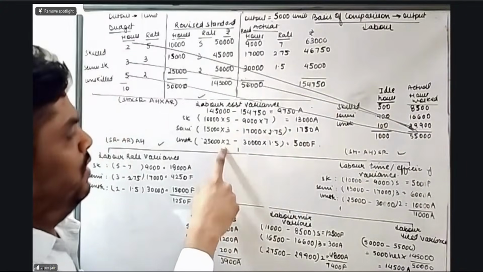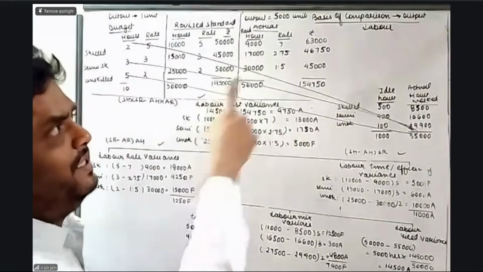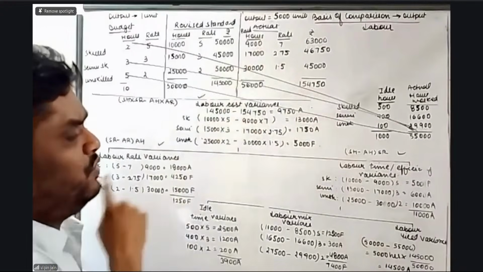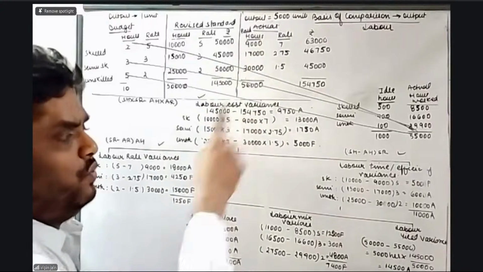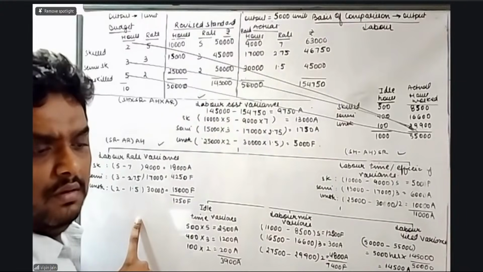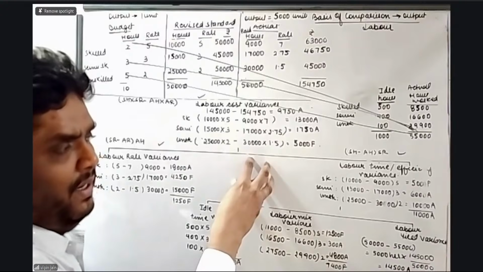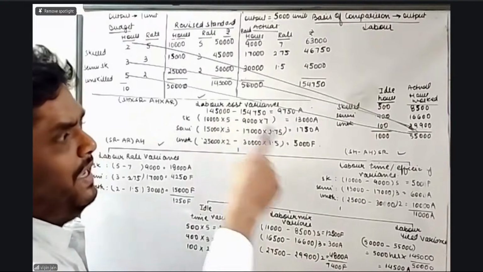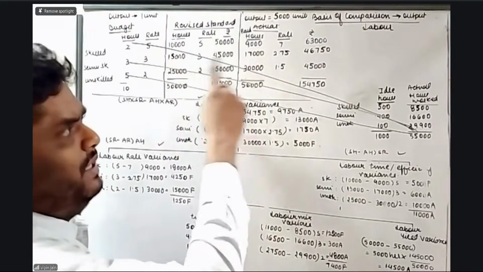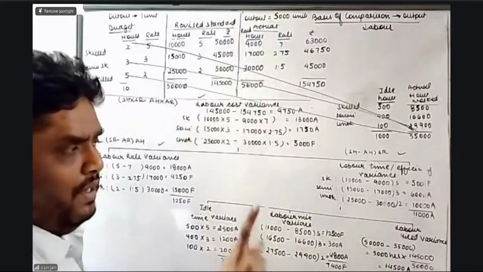Yes, sir. Rate also will be calculated using these hours only, since we are paying them for this much hours, right? Yes, sir. Now, we are not placing idle time here, right? Yes, sir. So the time variance will be calculated using these hours only. Okay, this much is clear.